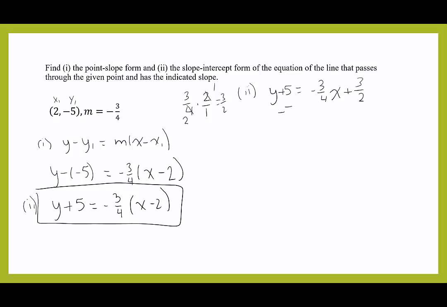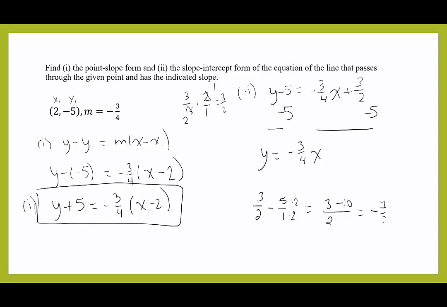Now to get y by itself, we're going to subtract 5 from both sides, and that gives us y equals -3/4 times x. Okay, now I'm trying to add or subtract fractions, so I need a common denominator. I have 3 over 2 minus 5 over 1. The common denominator between 2 and 1 will be 2. I'm going to multiply this fraction by 2 over 2. So this gives me 3 over 2 minus 10 over 2, and that would be -7 over 2. So -7 over 2, or if you want to write -3.5, that's fine too. And this would be our slope-intercept form of the same line.